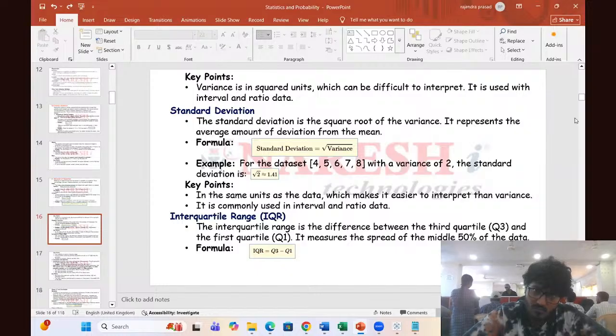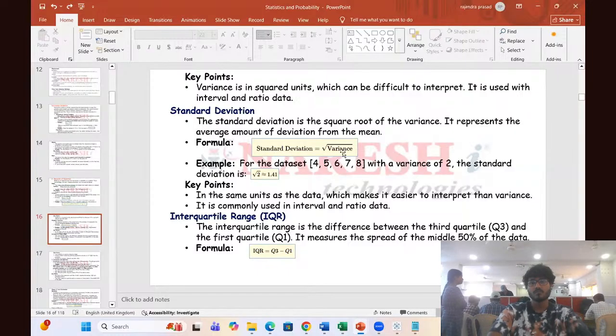Standard deviation is the square root of variance. It represents the average amount of deviation from the mean. How average that you can see the variations. What is the formula? See, simple. Square root of variance.